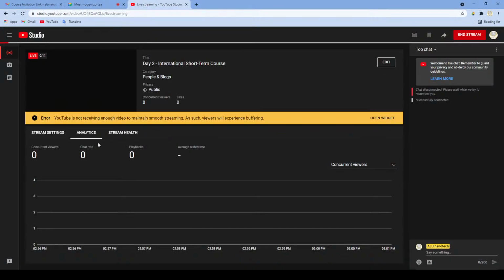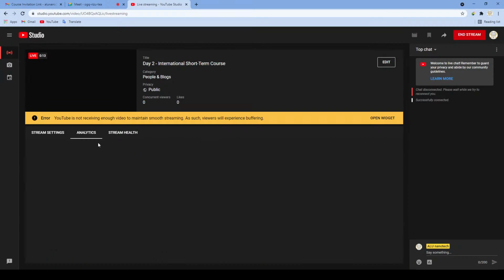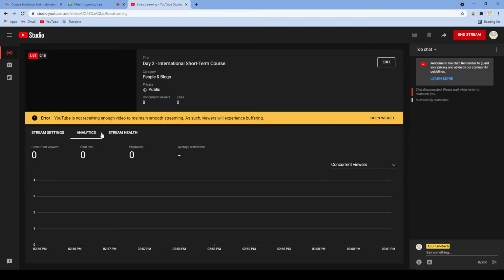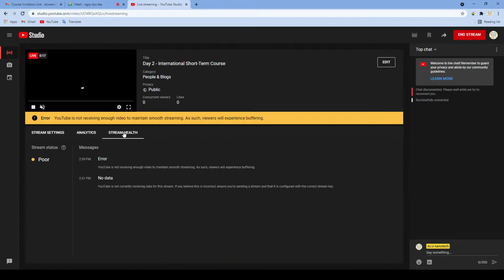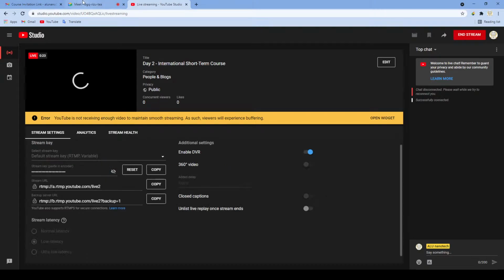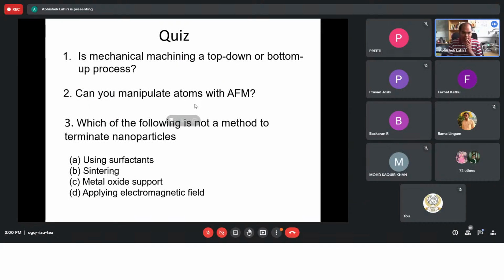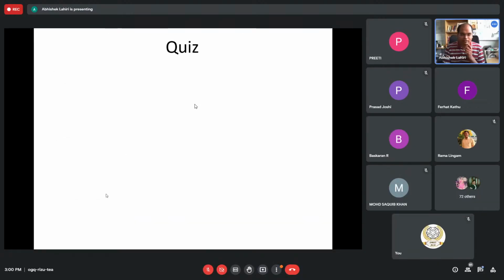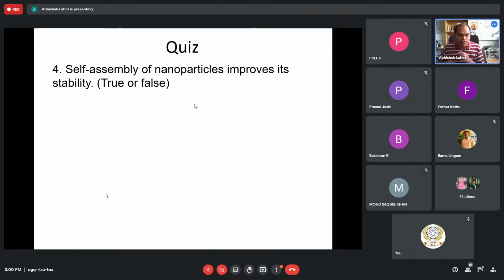Okay, the answer to this question is sintering, because in case of sintering, you're basically applying more energy, and when you apply more energy, it regulates these nanoparticles. I have only one or two questions left.